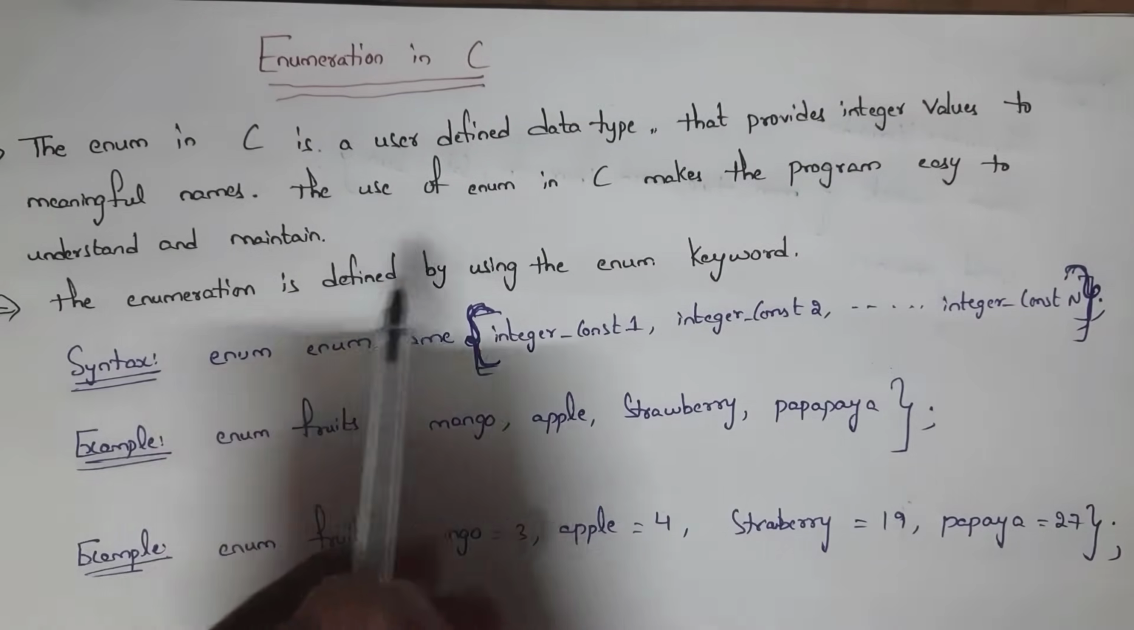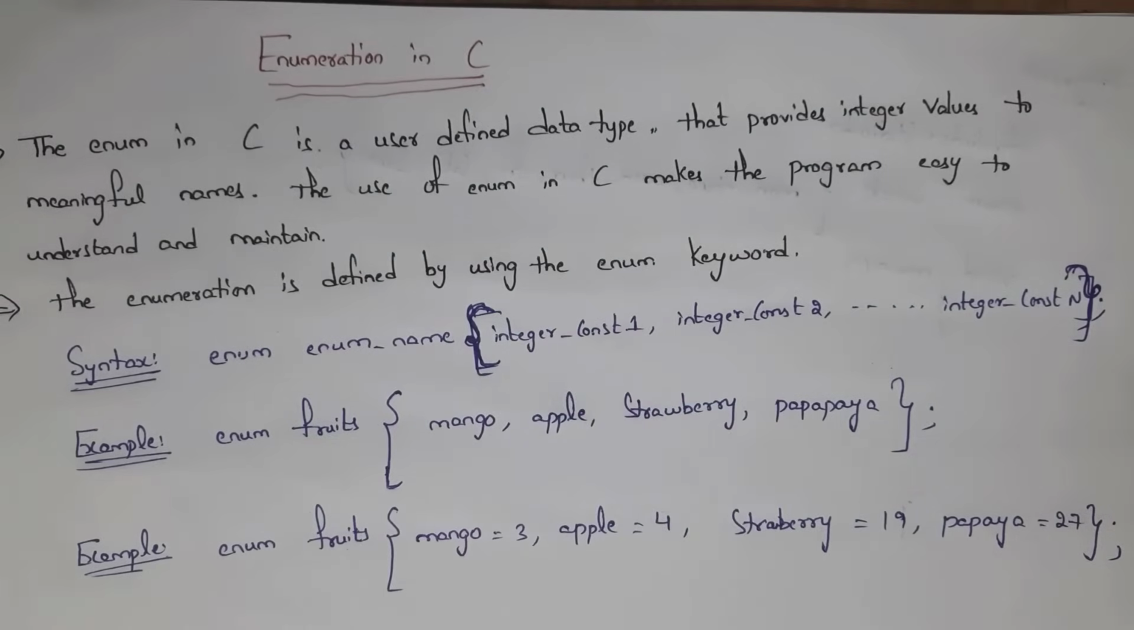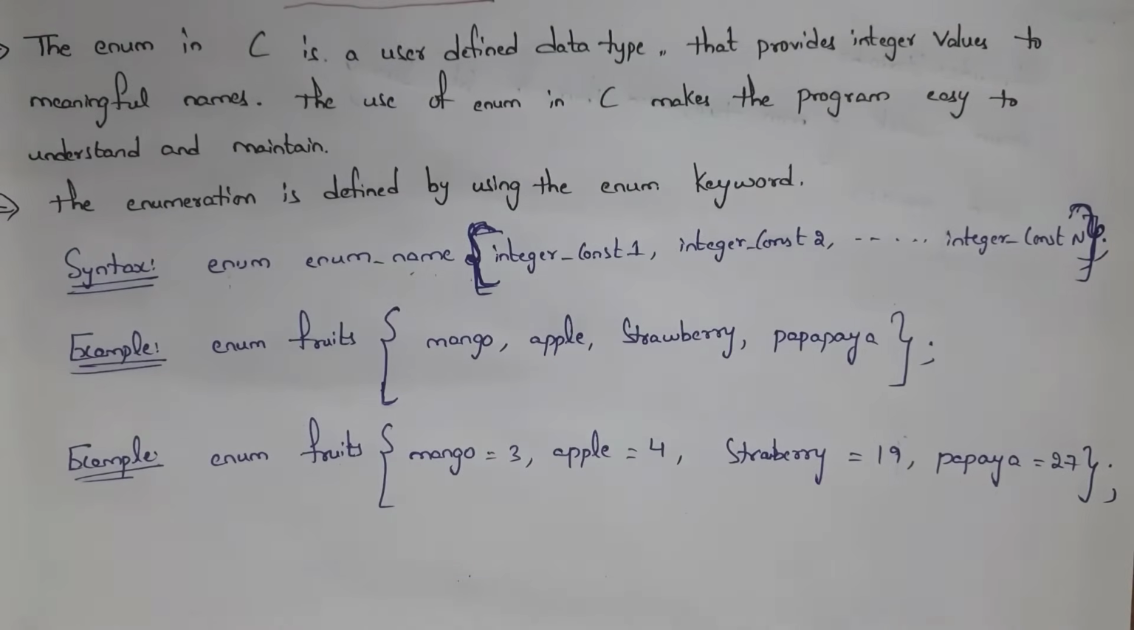The enumeration is defined by using the enum keyword. For example, we define integer with the int keyword, similarly for character, the char keyword, and similarly for enumeration data type, we use the enum keyword. This is the syntax of the enumeration data type.